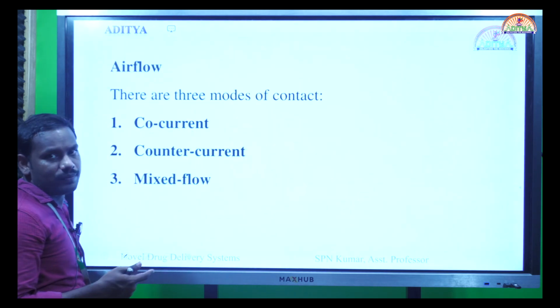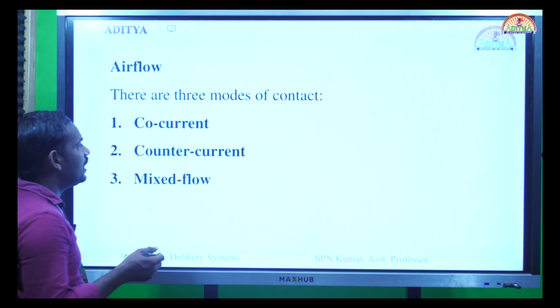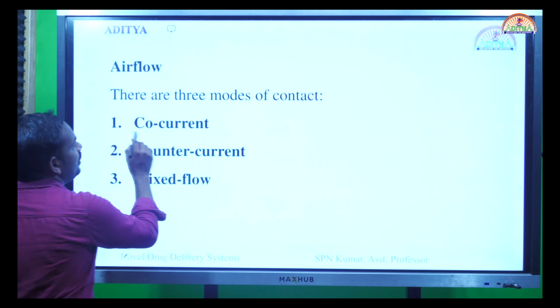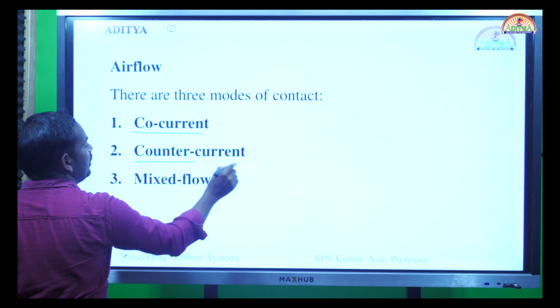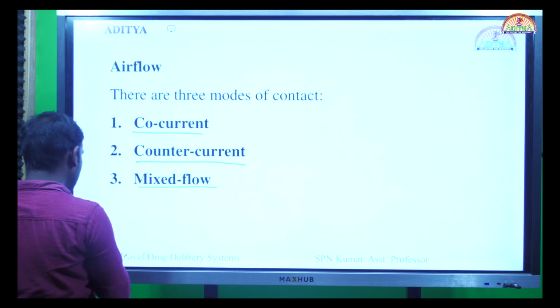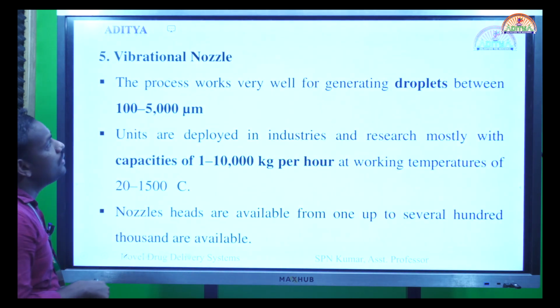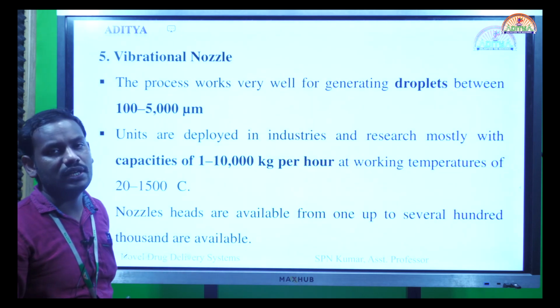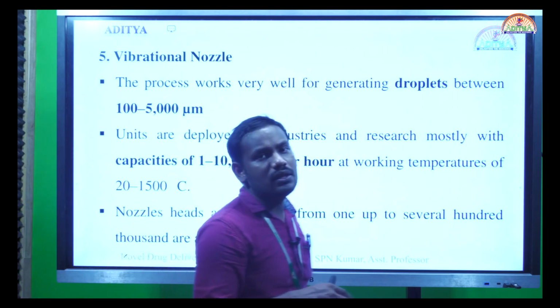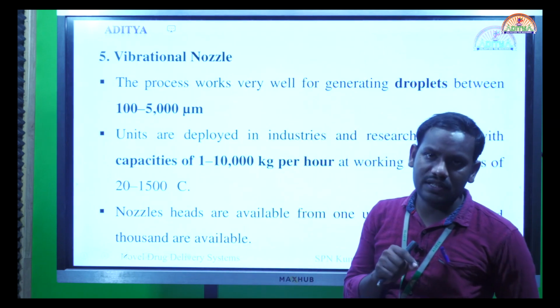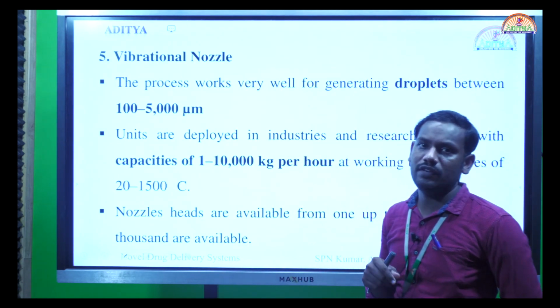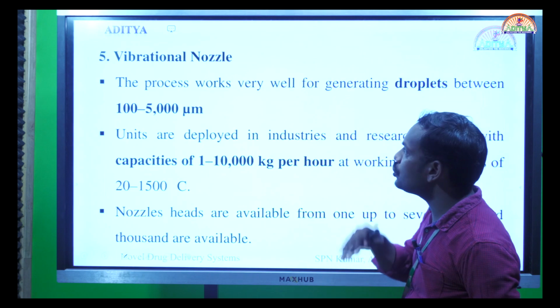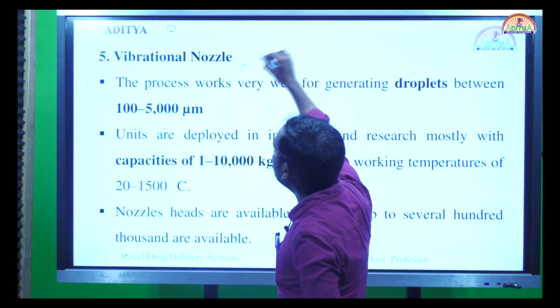So air, when it is in circular motion, can be given in any direction. It can be given in a concurrent direction, or in a counter current direction, or in a mixed flow above and below. So, vibrational nozzle. There are some disadvantages associated with spray drying or pan coating. The process of desired thickness may not be consistent with spray drying or pan coating, which can be prevented by using this vibrational nozzle technique.